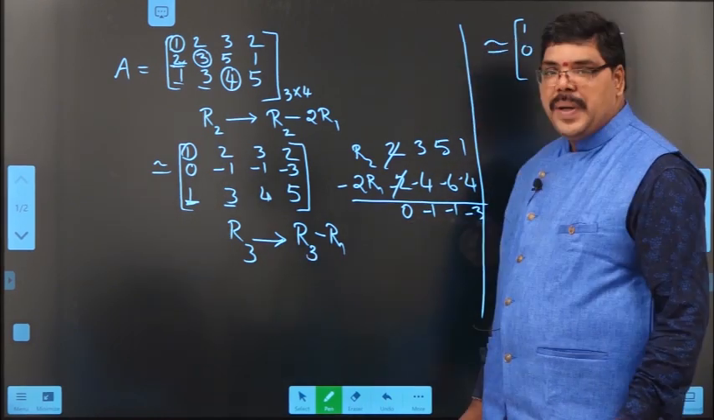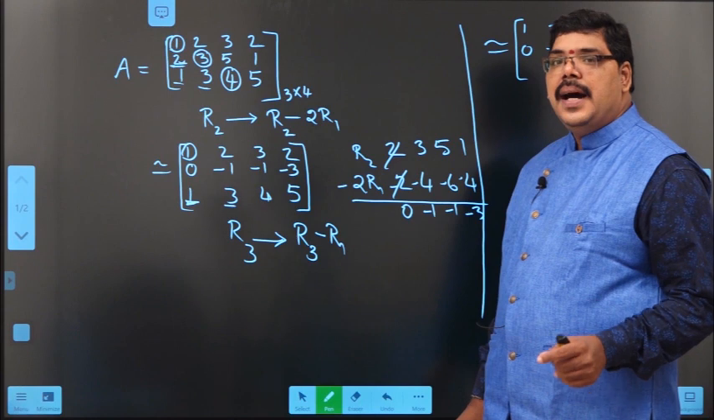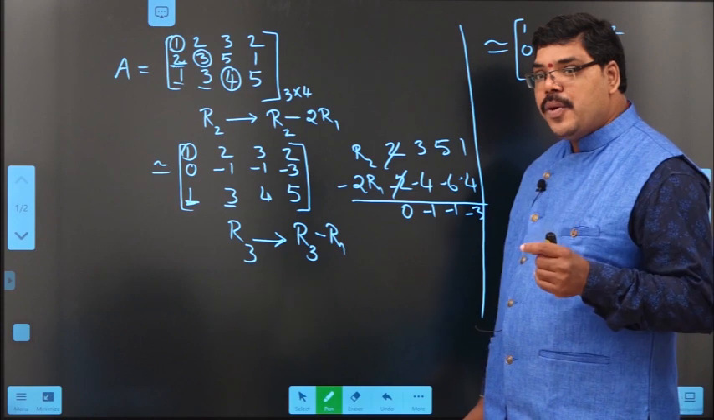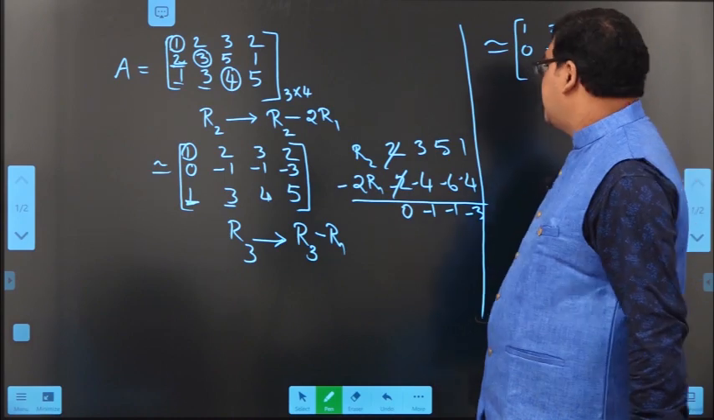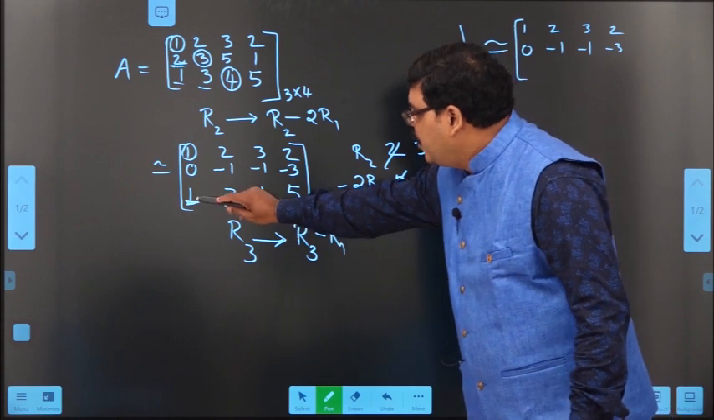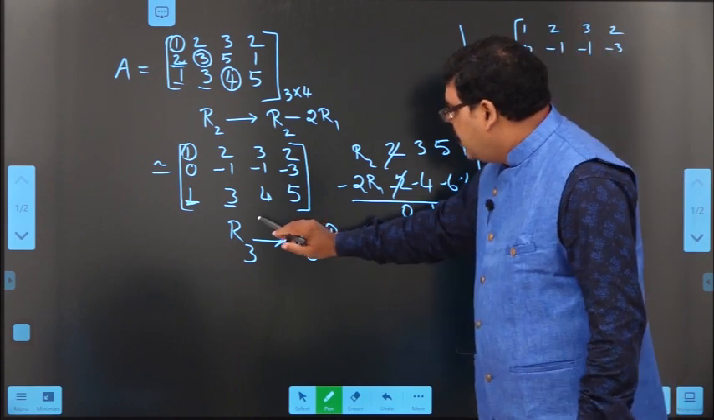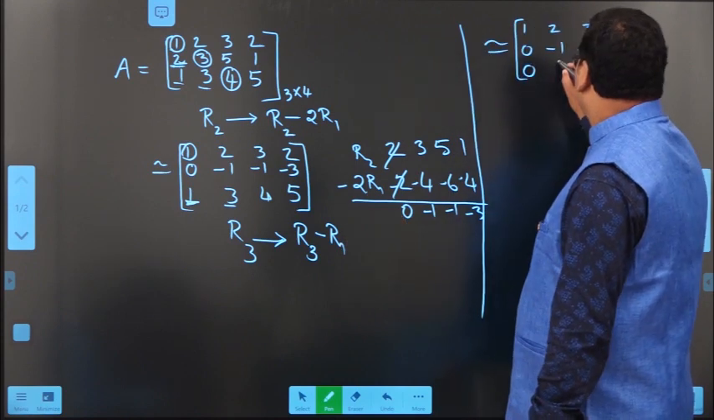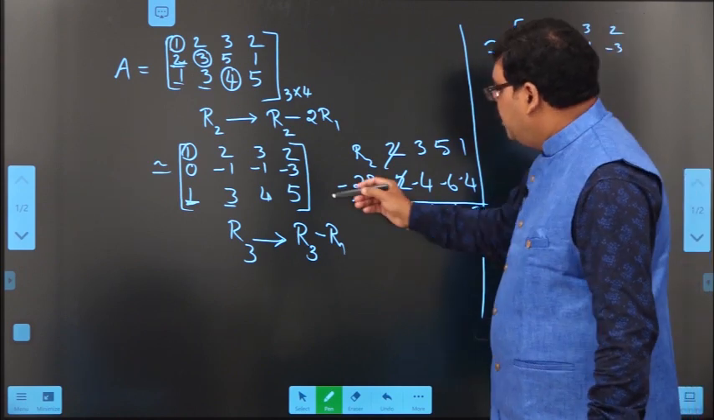So you write the first row and second row as they are, but the third row is changing. What is the row operation? R3 minus R1. So apply this row operation and write the changed third row. So it is just subtraction. You can do it directly. No need for rough work. 1 minus 1, 0. R3 minus R1 corresponding positions. 3 minus 2. 4 minus 3. 5 minus 2.